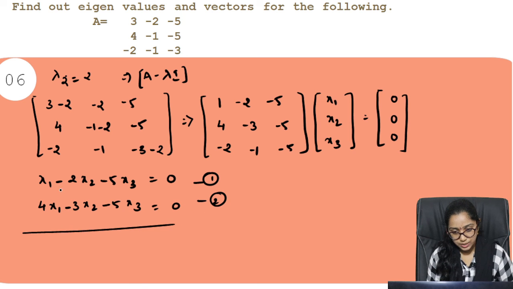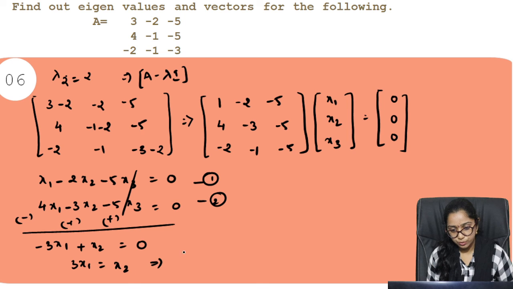Now by subtracting equation 1 from equation 2, the resultant will be minus 3x1 plus x2 is equal to 0, which implies 3x1 is equal to x2, that is x1 is equal to x2 by 3. x1 by 1 is equal to x2 by 3. This will be equation 3.